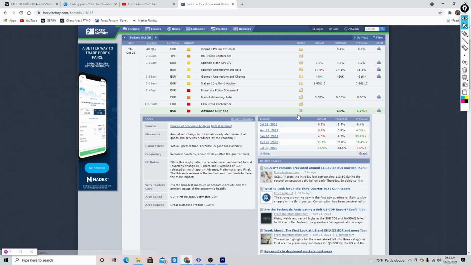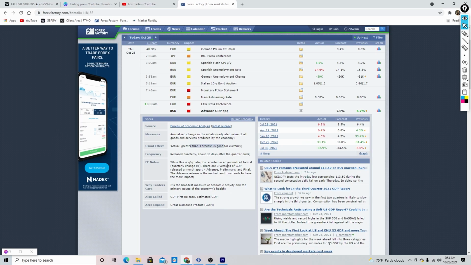USD advanced GDP. Annualized change in the inflation adjusted value of all goods and services produced by the economy. Actual greater than forecast is good for the currency. Previously we had really good numbers, so we're expecting bad numbers, right? Because we're expecting less. While this is QQ data, it's reported in annualized format. Quarterly change. There are three versions of GDP released a month apart: advanced, preliminary, and final. The advanced release is the earliest and thus tends to have the most impact.